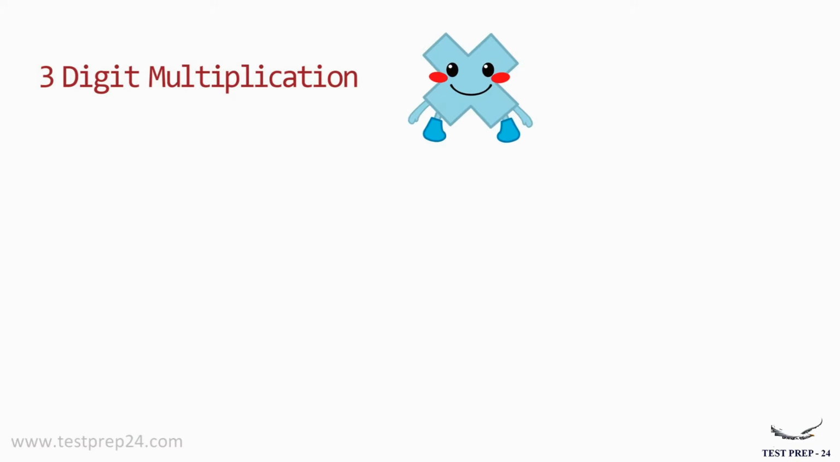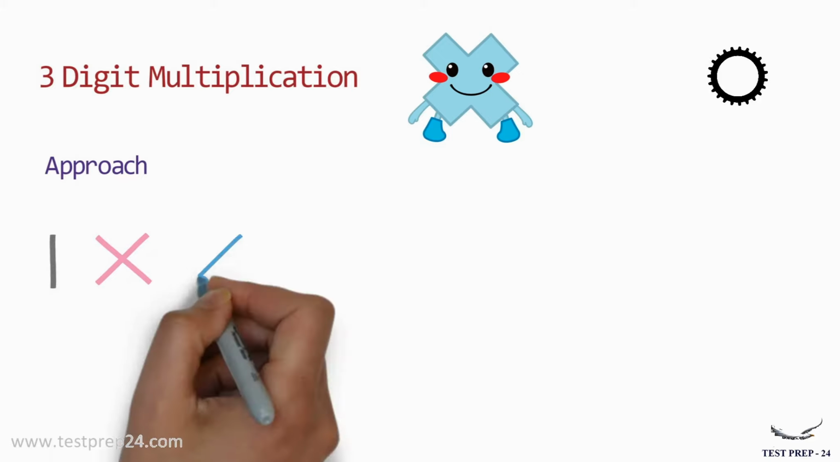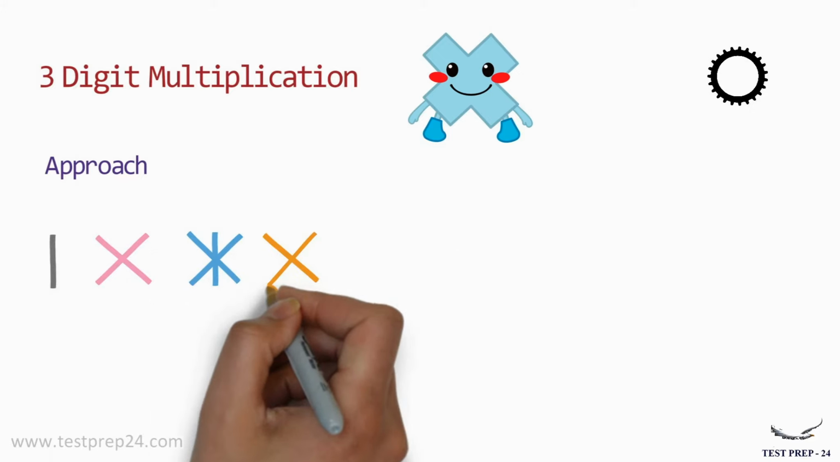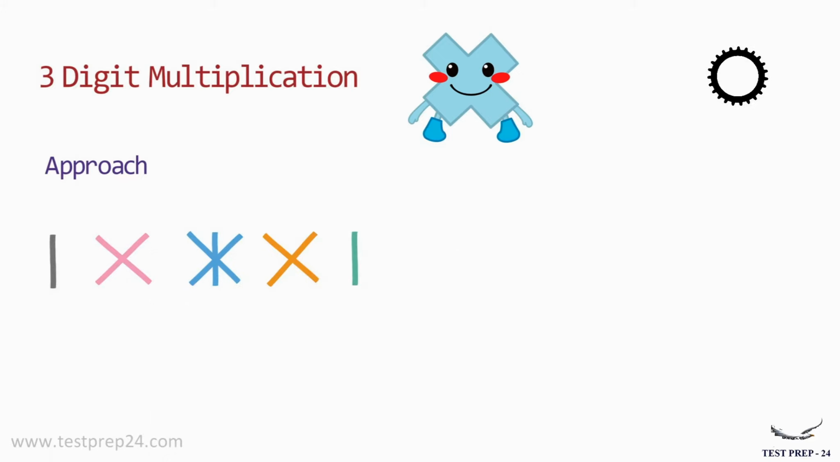So discussing the next technique, 3-digit multiplication. Here we will be using the same multiplication technique for solving 3-digit multiplication. So just keep this approach in your mind. Keep this symbol in your mind so it will be easy for you to calculate. A straight line, cross mark, and then one more cross with a straight line, again a cross and the straight line. So this is your approach.